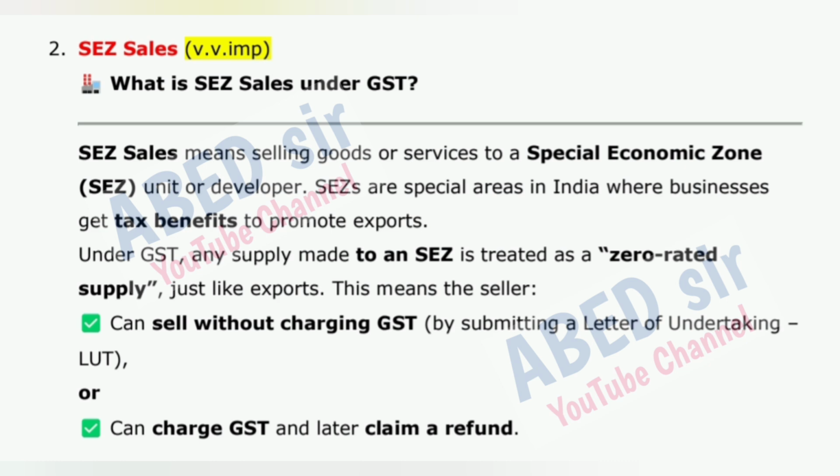SEZ sales means selling goods or services to a Special Economic Zone, SEZ, unit or developer. SEZs are special areas in India where businesses get tax benefits to promote exports. Under GST, any supply made to an SEZ is treated as a zero-rated supply, just like exports. This means the seller can sell without charging GST by submitting a letter of undertaking, LUT, or can charge GST and later claim a refund.